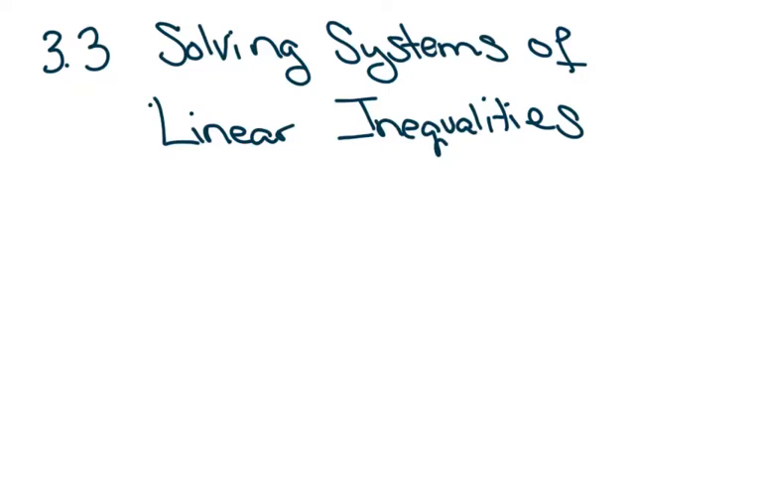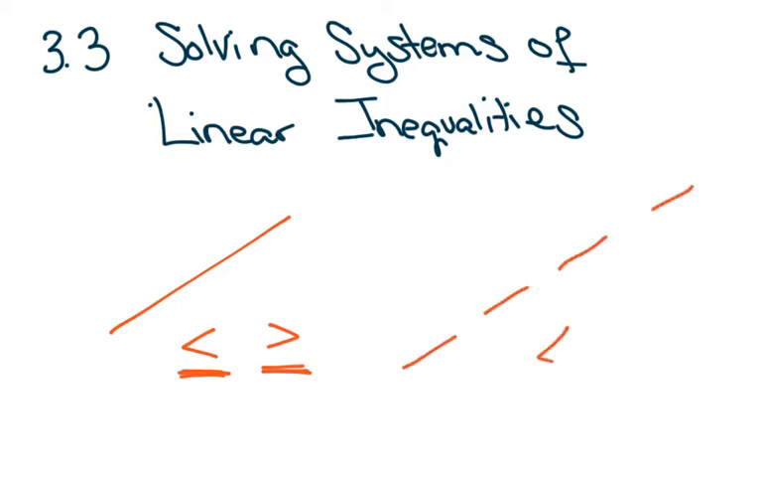3.3, solving systems of linear inequalities. All right, so basically we're going to be taking lines and graphing them like we've done before. This time they're going to be inequalities, so we need to really think about, do we have solid lines, which would have the less than or equal to, or the greater than or equal to. So again, the equal to part is when we have our solid lines, versus if we have our dashed lines, which are just our less than or our greater than, no equal to part. So just keep that in mind as we go through.